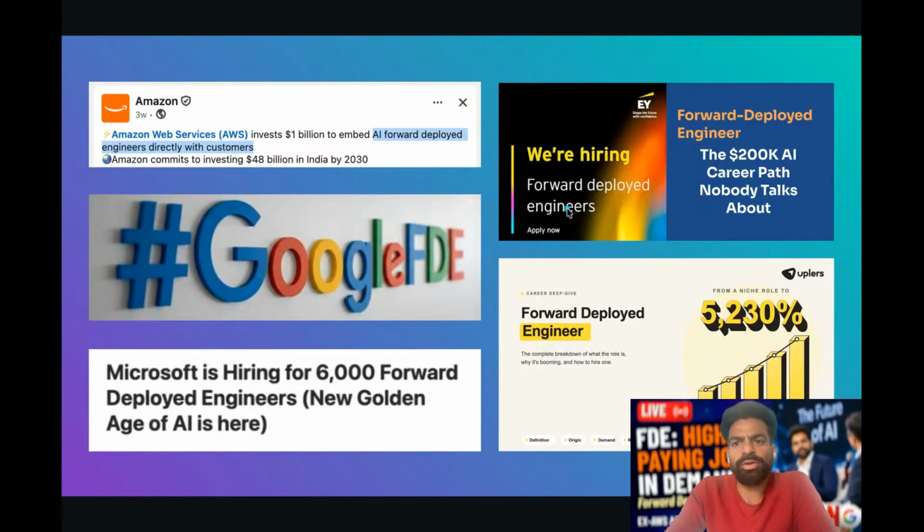Other companies, not to mention eBay and many others you will see, are hiring FDEs for that very reason: they need somebody on the customer side who can really be there when the code fails, who can really be there when the AI fails.